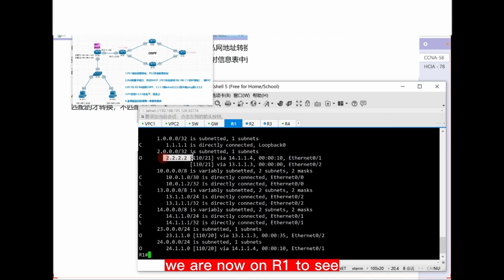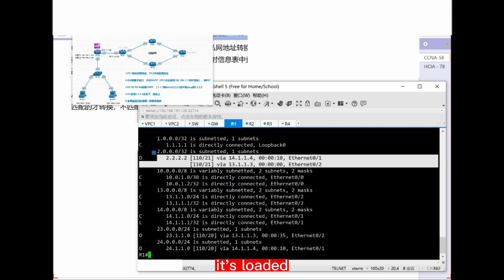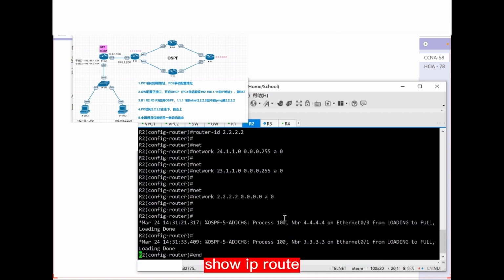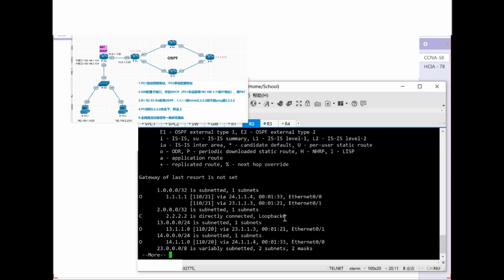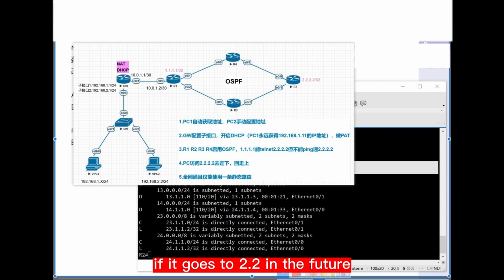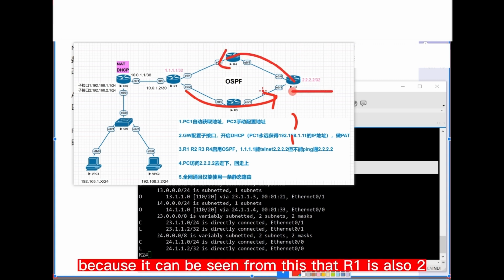We are now on R1 to see. It goes to 2.2 both up and down. It's loaded. Now there are two lines. Then we will continue to check on R2. Show IP route. For R2, going to 1.1 also loads. If it goes to 2.2 in the future, it is not sure that it can go down. It's loaded, so for now it can't be sure to go down. Then you can't go back. Because it can be seen from this that R1 is also 2.